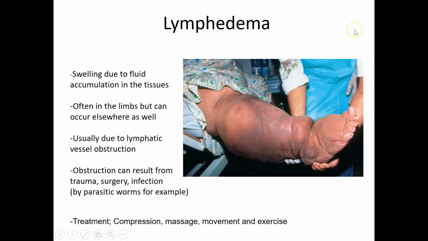Oftentimes this is seen in the limbs, but it can occur in the body trunk as well, or in the head and neck region. Usually what happens is there's some kind of blockage or obstruction in a vessel, and that plug prevents forward flow of lymph and therefore results in pooling of the fluid in the tissue.